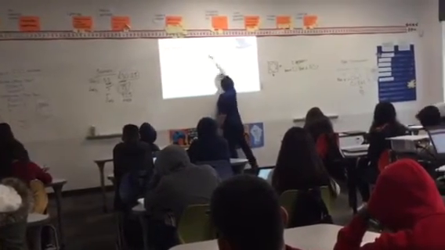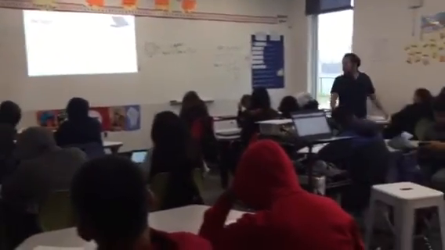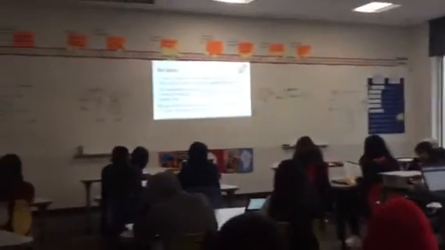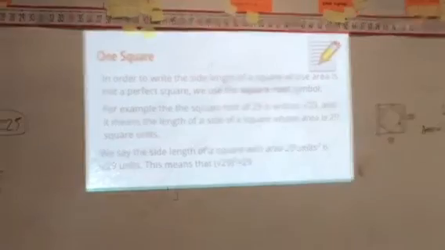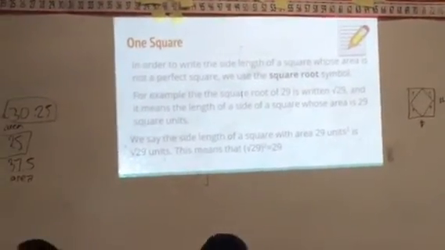I erased this last part, sorry, because I want you to actually have something easier to look at to write. And this is something that you do want to write in your Cornell notes. It is that summary of a square root.